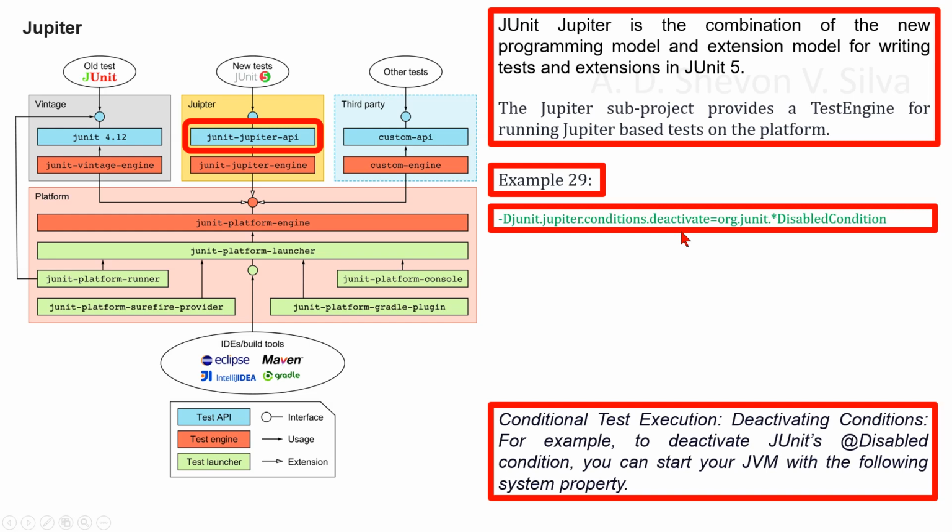The pattern can be supplied as a JVM system property, as a configuration parameter in the launcher discovery request that is passed to the launcher, or via the JUnit Platform configuration file. For example, to deactivate the JUnit @Disabled condition, you can start your JVM with the following system property.